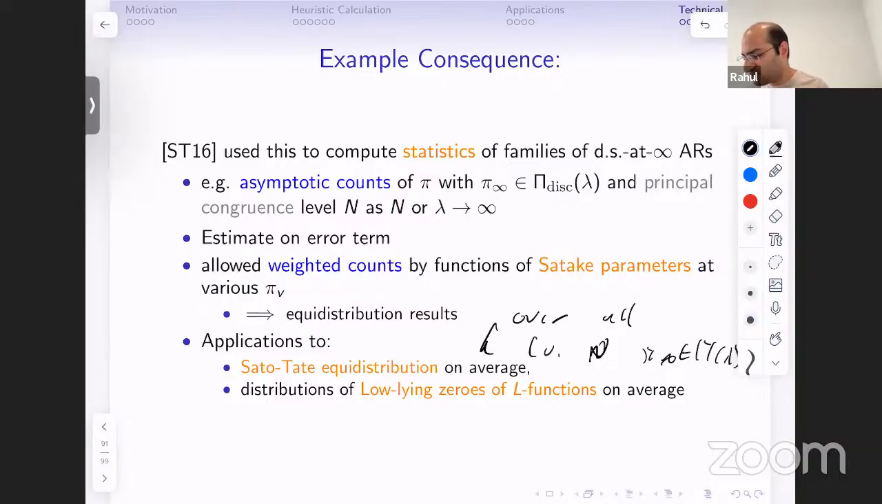satisfying these conditions. And it was also able to show some results on the low-lying zeros of the L-functions of automorphic representations in this family on average. So this formula is pretty great. If you do the work and you understand all the orbital integrals, it's not easy work, but it's something that has been done. And then you can get a lot of very nice consequences out of this.